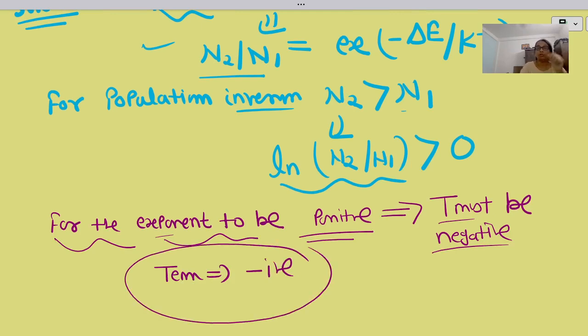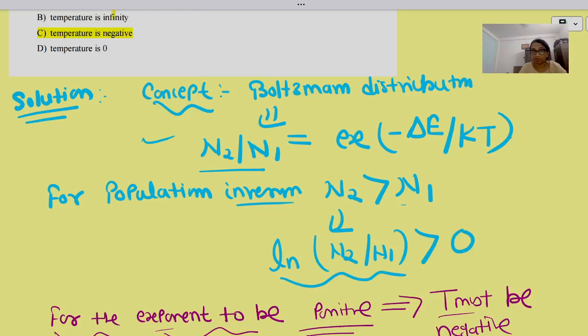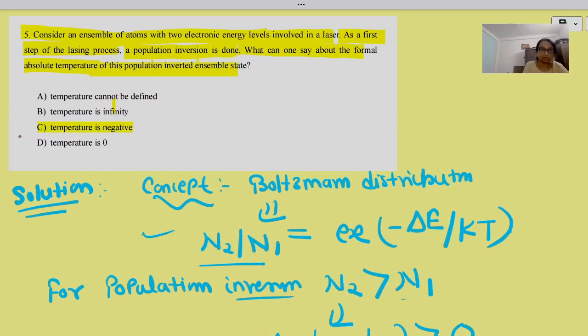Now match the answer with the given options. In these options, option number three, the temperature is negative. You can solve this type of question on the basis of some important concepts. Okay. Thank you.